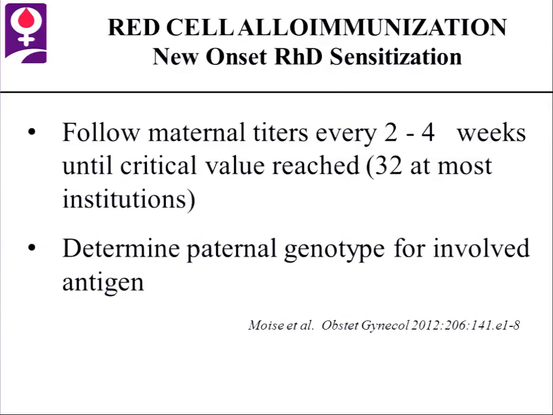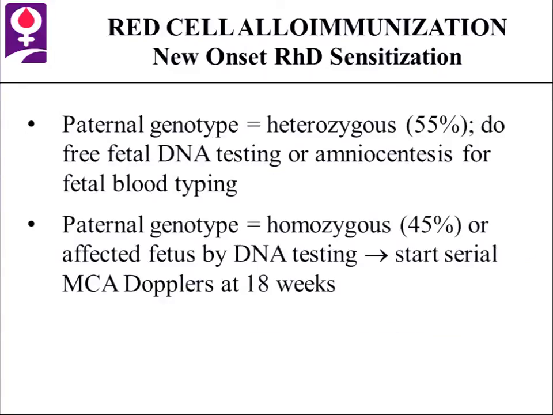So if we have a new onset rhesus disease in a patient, we're going to follow maternal titers every 2 to 4 weeks. Again, we like to run them in tandem with previous titers, and until we reach that critical value, we're not too concerned about them. Again, we use a threshold value of 32. We're going to get dad's genotype done, his blood type and genotype in the meantime to see if this fetus is at risk. If dad's heterozygous, which would be about half of Caucasian couples, we're going to offer free fetal DNA testing for Rh. If it's a Kell case or a little c case, we're going to have to do an amniocentesis to get DNA from the fetus.